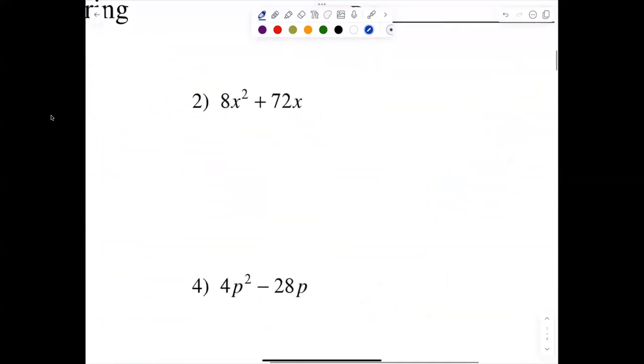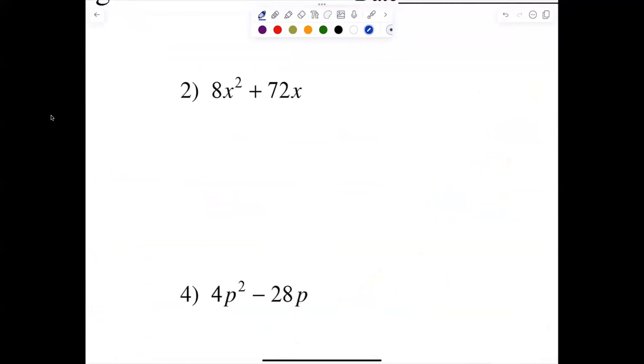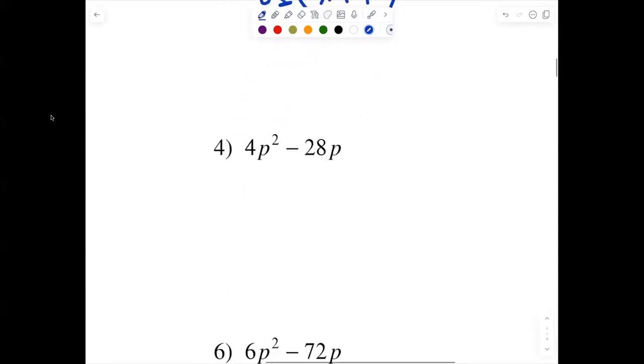Here we go. Number 2, go. Wyatt. 8 what? Good. What's 72 divided by 8? How many x's are here? How many did you pull out? So how many x's are left? That's right. That's your answer. Read next.